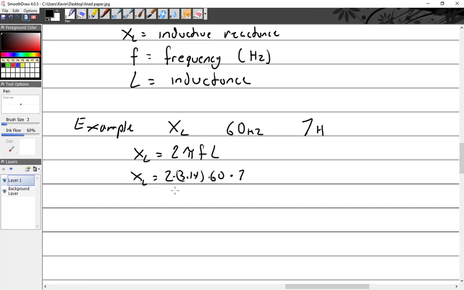So 2 times pi, and on my calculator, I'm not going to do 3.14. I'm going to do 2 times the pi key, which is the third one down on this one, 2 pi, and that's going to carry it a lot further out because you don't want to start rounding a bunch of numbers. You're going to get way off at the end because this is the beginning. It's going to go very long. So 2 times pi, times 60 times 7 equals, what'd you get?